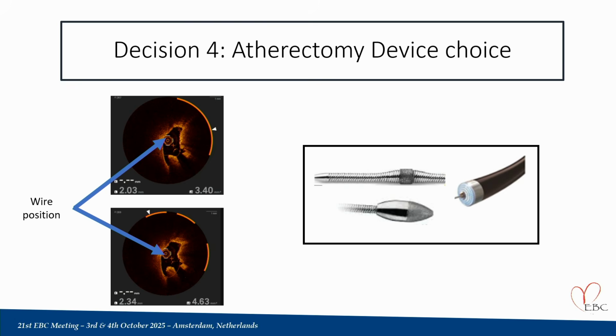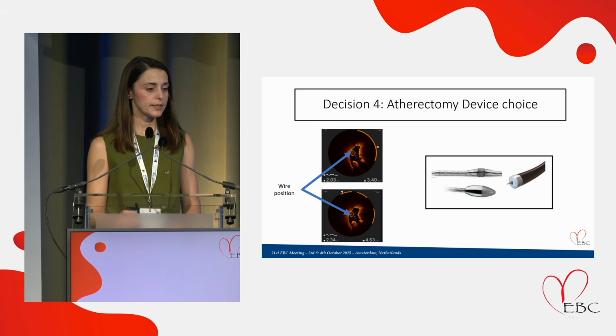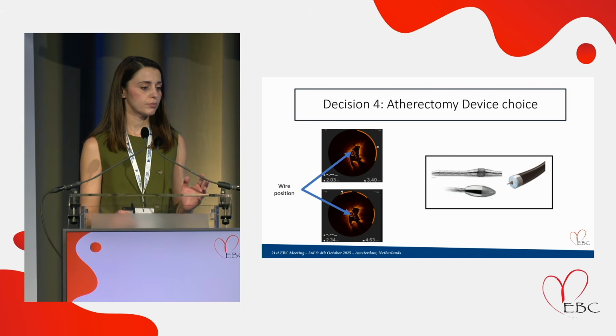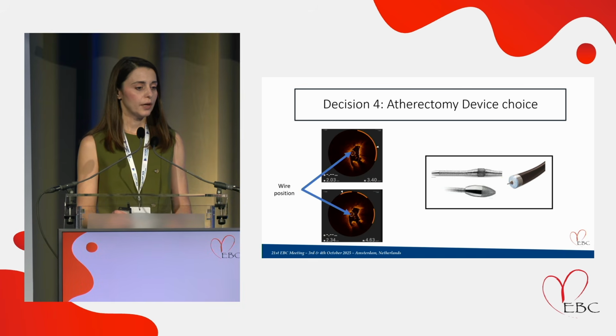We're heading towards combination therapy, and laser is not indicated in this case, so it would be either rotor or orbital atherectomy. Because of the wire position, the wire bias, so the wire is clearly away from the lesion, I felt that the rotor would just go through without modifying the lesion, and decided to use orbital because of its elliptical nature.